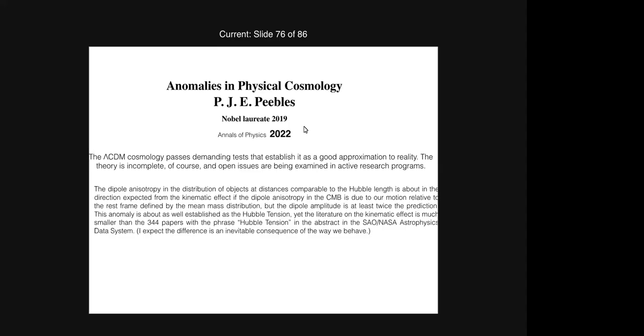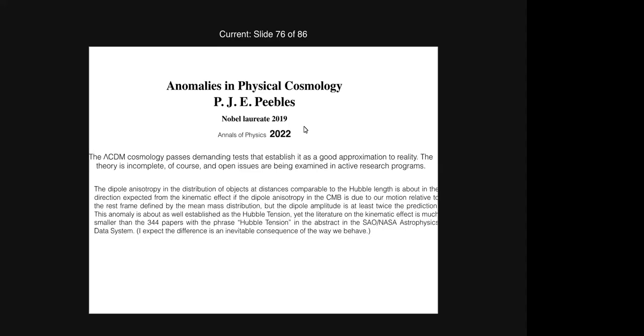So then he continues and he says, the dipole anisotropy in the distribution of objects at distances comparable to the Hubble length is about in the direction expected from the kinematic effect if the dipole anisotropy in the CMB is due to our motion relative to the rest frame defined by the mean mass distribution. But the dipole amplitude is at least twice the prediction.